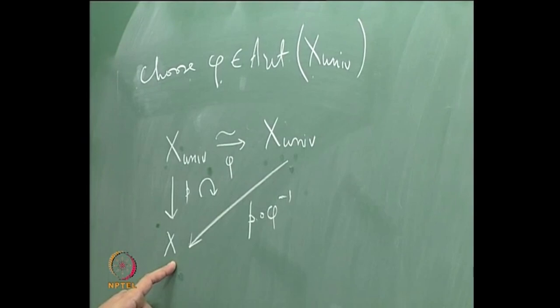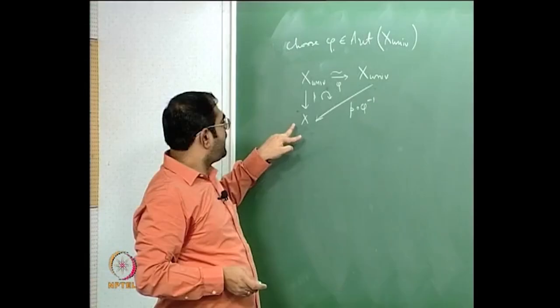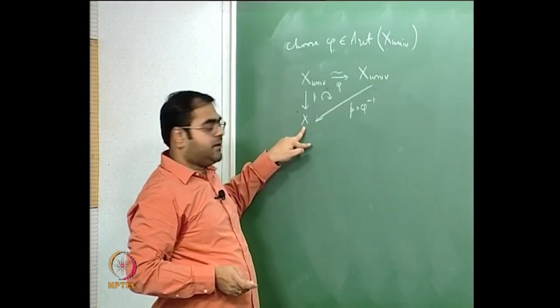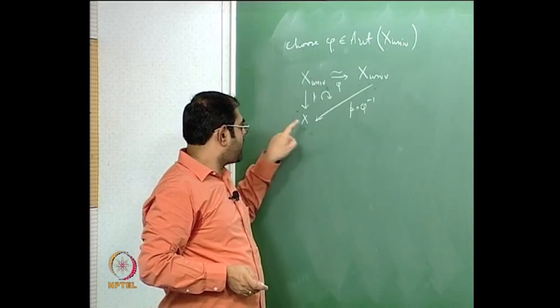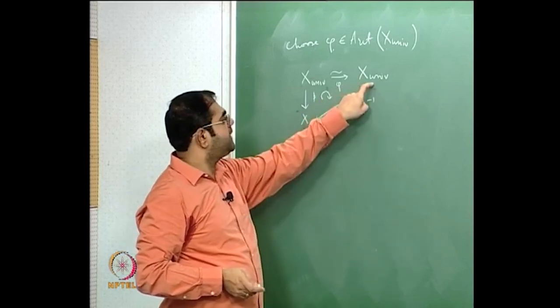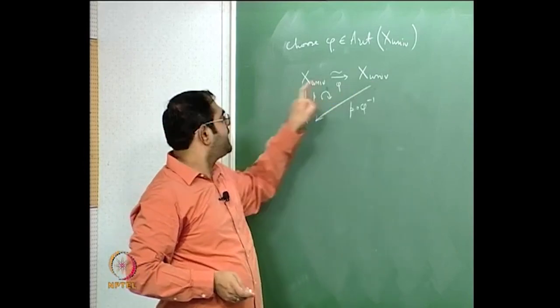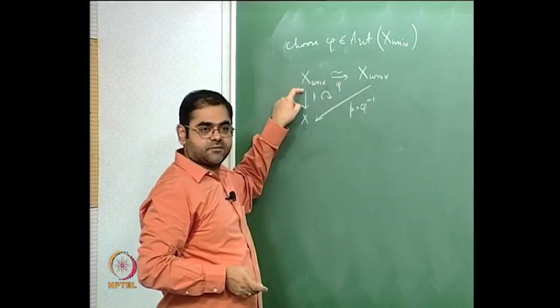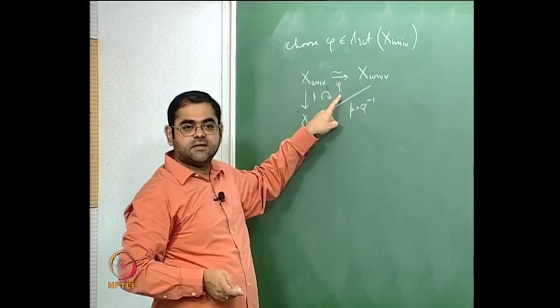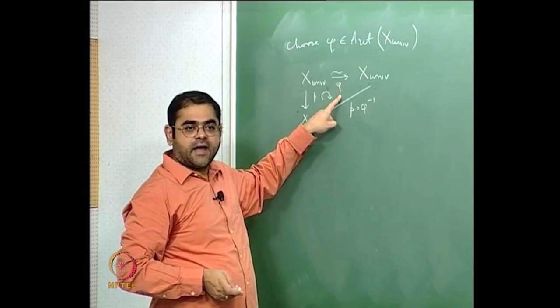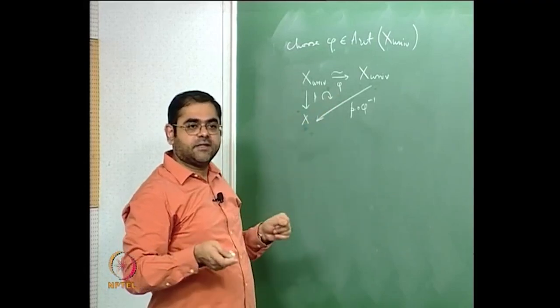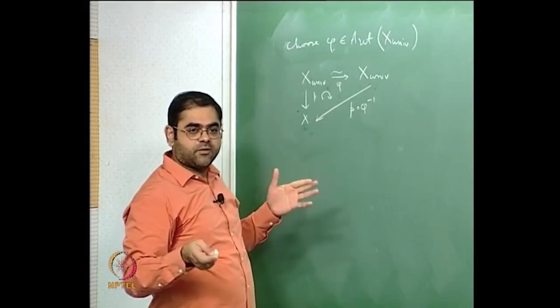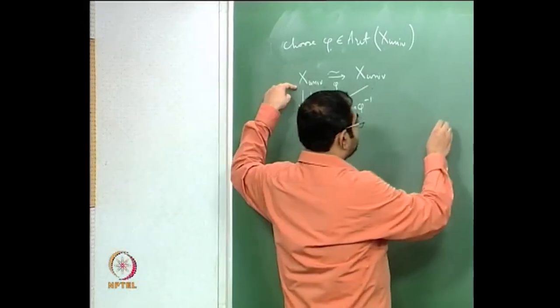Now, because of this, the fundamental group of X will also be identified here. And there is a difference in these two identifications. That difference arises because of this automorphism phi, and what that difference is, it is actually conjugation by phi. That is what I wanted to realize. So this will give rise to a diagram like this.